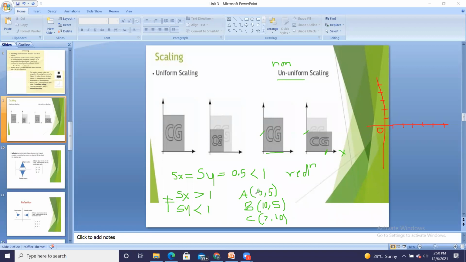Now I have a triangle. A is (5, 5). So this is your first point, 5, 5. The next is B, (10, 5). So this is 10 and 5, this point. And third is C, (7, 10). So 7 will be there in between this 5 and 10, and 10 is somewhere here. So I will draw a point. Okay. So this is your given triangle.